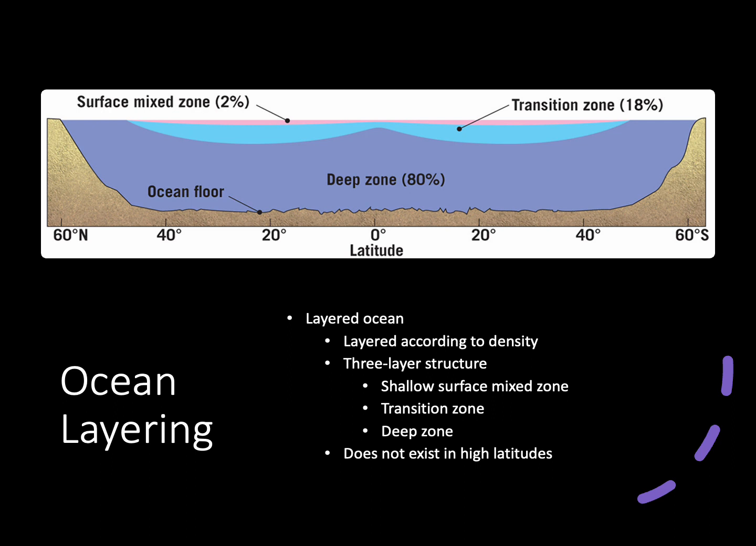And then in between these two, we have this blue area that's called the transition zone. As the name suggests, it's just where we transition from a warm, low salinity surface to a cold, high density, high salinity deep zone.